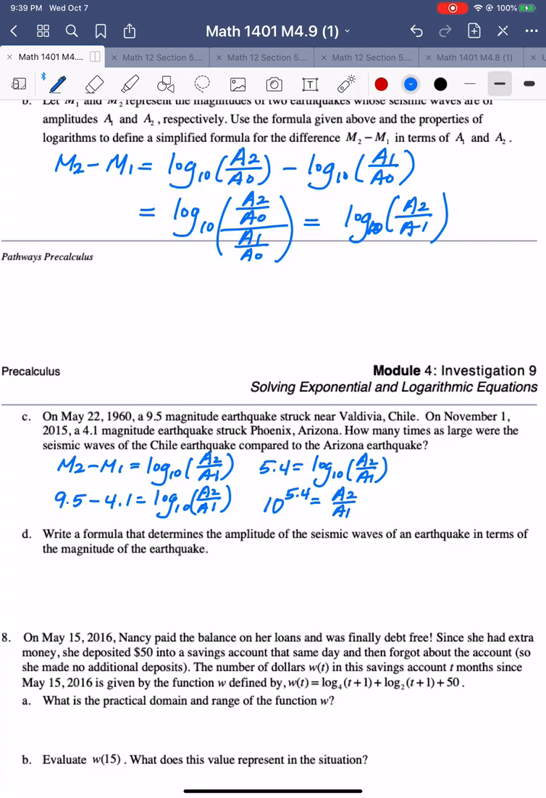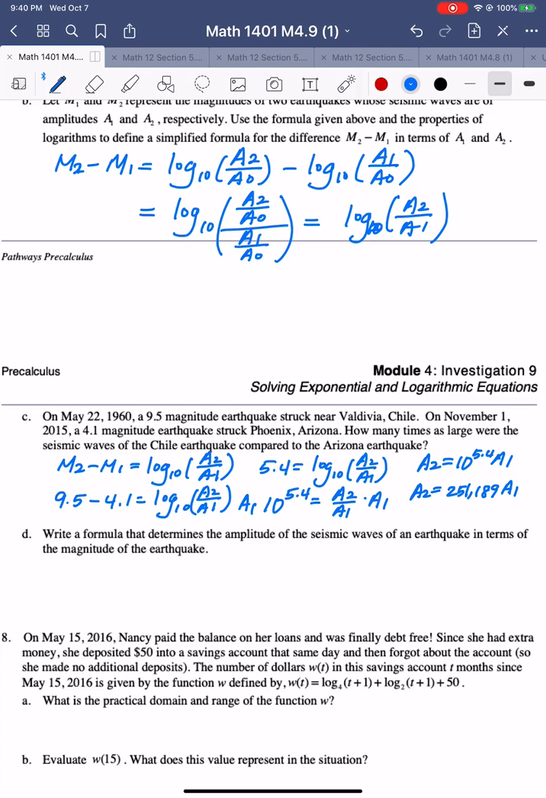And then solving for A2, multiply by A1 on both sides, and A2 now becomes 10 to the 5.4 times A1. If you figure out 10 to the 5.4th power, it's going to be 251,189 times A1. Which means the earthquake in Chile was 251,189 times stronger than the earthquake in Phoenix, Arizona at the time.